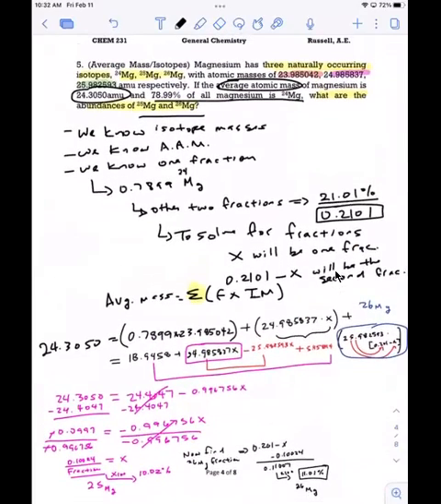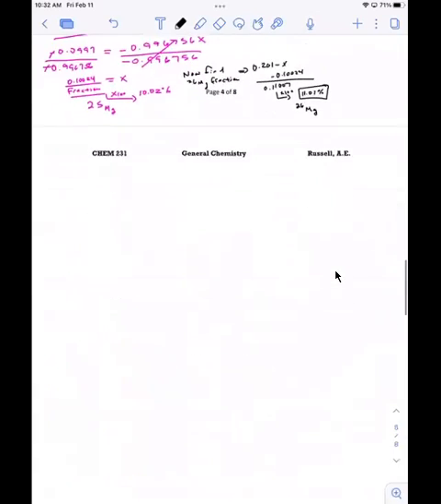78.99 plus 11.01 plus 10. Do we get 100 from that? Yeah, I got 100. All right. So let's recap the strategy for these problems.